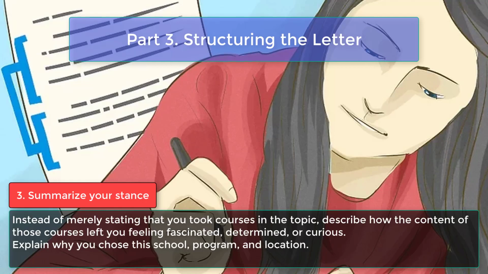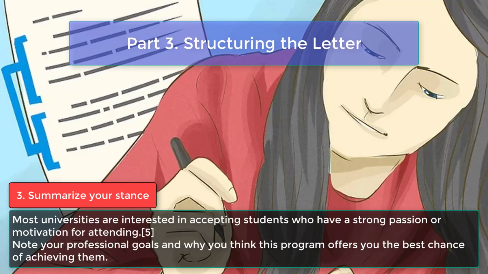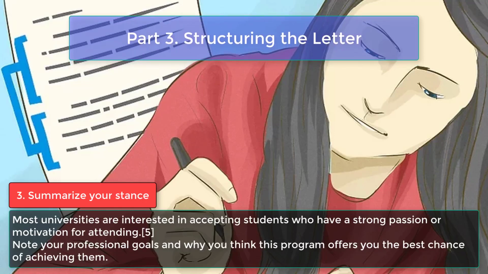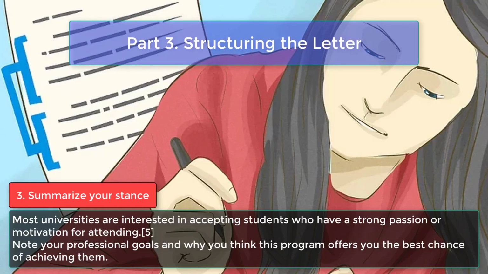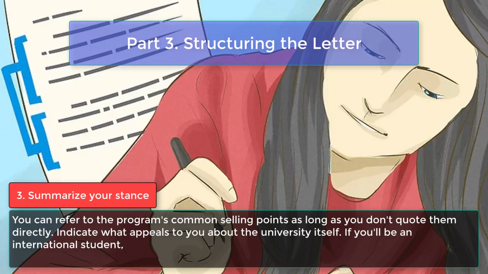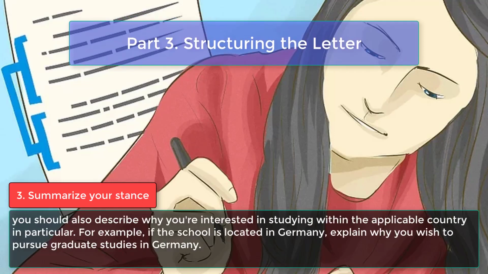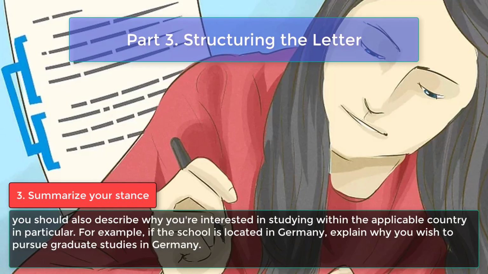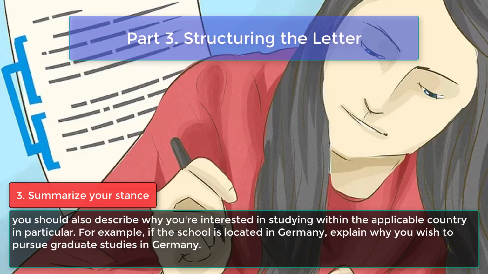Explain why you chose this school, program, and location. Most universities are interested in accepting students who have a strong passion or motivation for attending. Note your professional goals and why you think this program offers you the best chance of achieving them. You can refer to the program's common selling points as long as you don't quote them directly. Indicate what appeals to you about the university itself. If you'll be an international student, you should also describe why you're interested in studying within the applicable country in particular. For example, if the school is located in Germany, explain why you wish to pursue graduate studies in Germany.